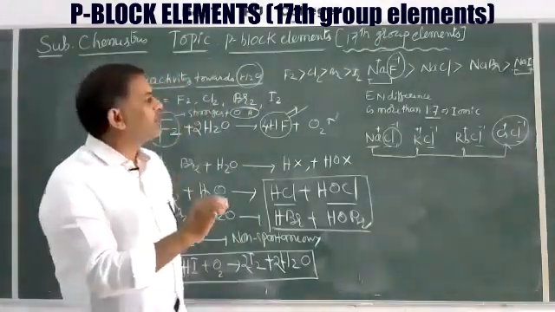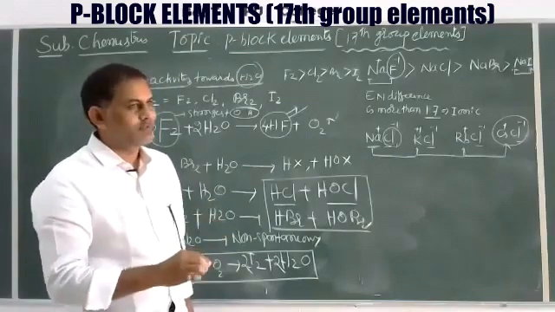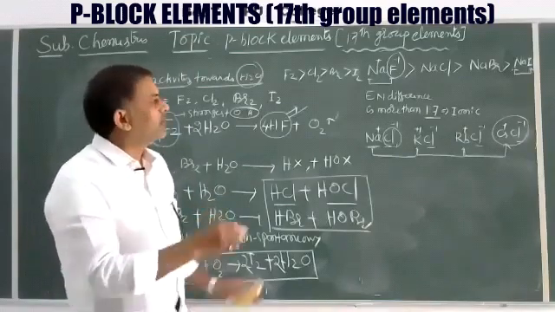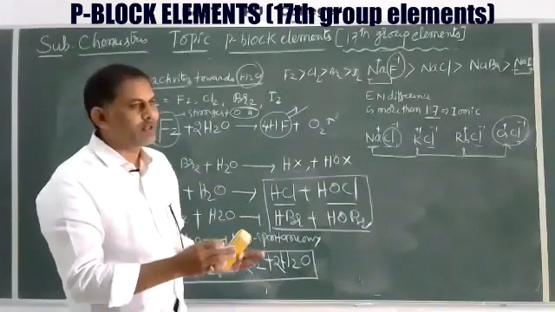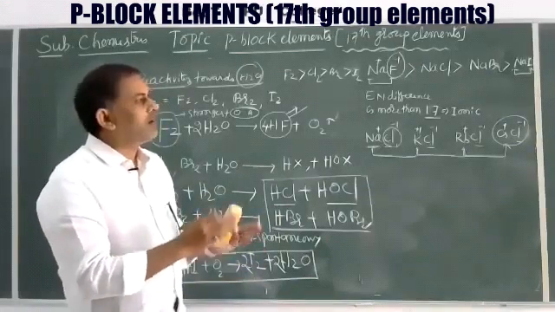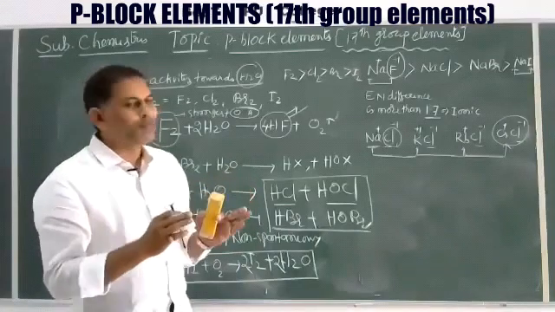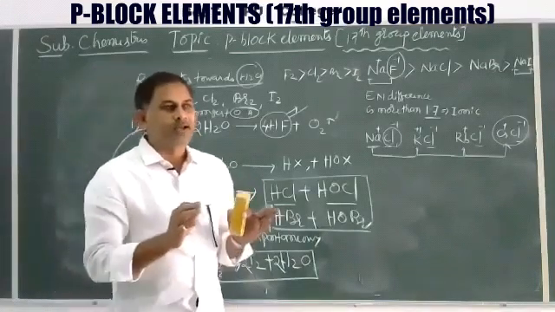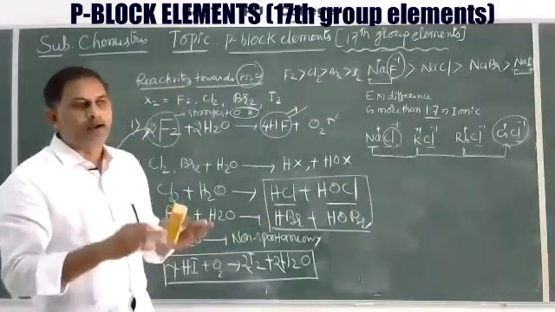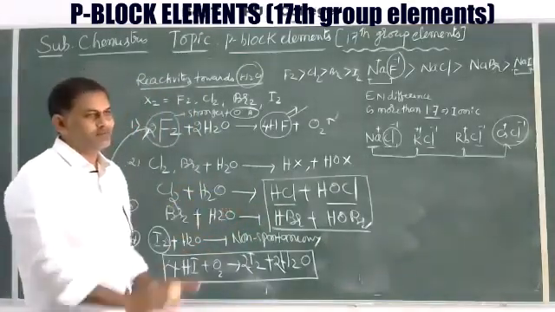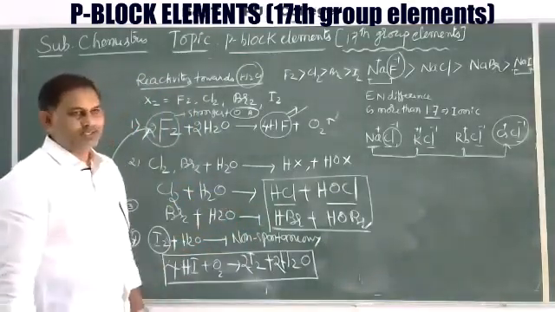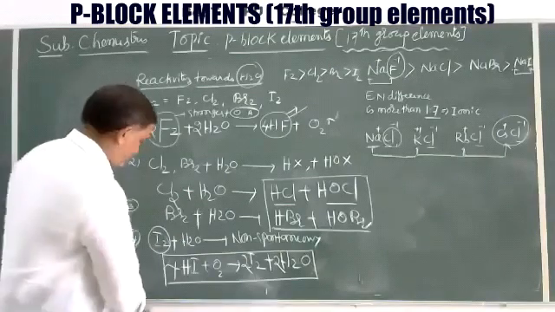Then we'll start some important compounds of halogens. On the basis of compounds, some other important reactions and uses are there. Chlorine and chlorine-related compounds are there. Then interhalogen compounds: what are interhalogen compounds, their structures and their uses. Okay, maximum 2 classes, Friday and Saturday.